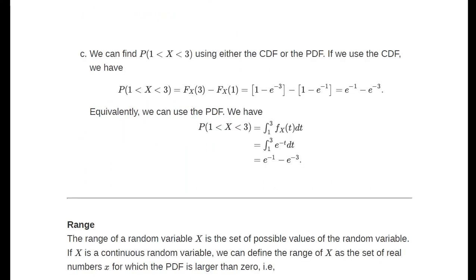Number C, we can find the probability of X from 1 to 3 using either the CDF or PDF. If we use the CDF, we have the probability of X between 1 and 3 equal to F_X(3) minus F_X(1), and by applying that formula we obtain e^(-1) minus e^(-3).